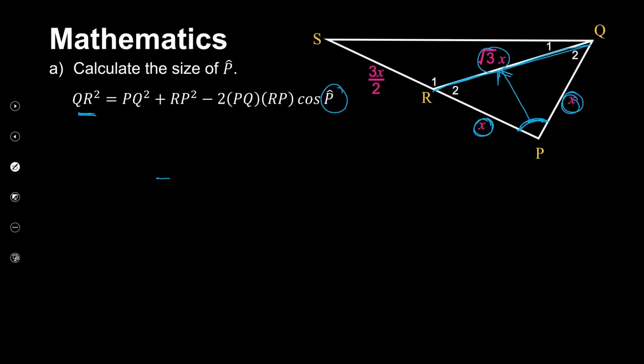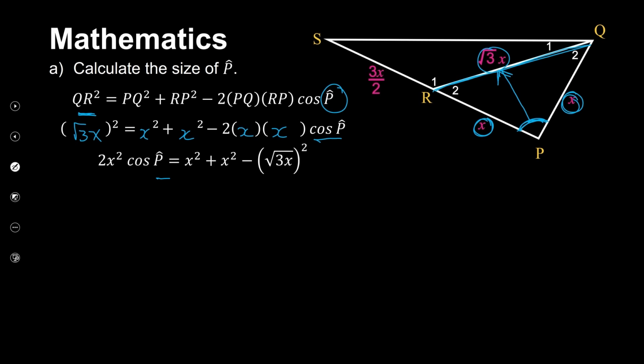Now what's left is to just substitute the actual values that we have, or the variables that we have. So we're going to end up doing that. QR squared is going to be √3 x squared. PQ squared is going to be x squared, x squared. We're going to put an x in there, and remember we want to find P. Okay, we're going to do a bit of algebra now quickly.